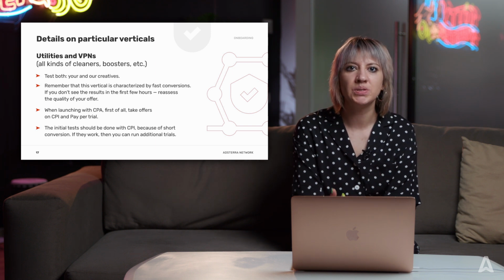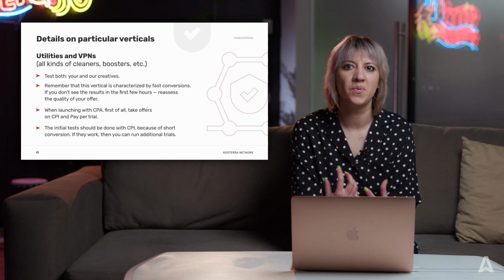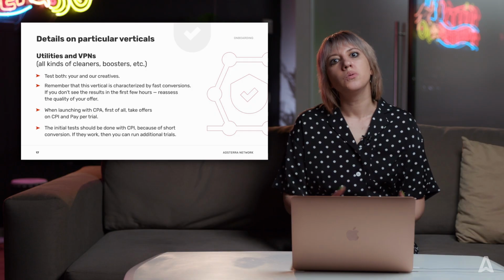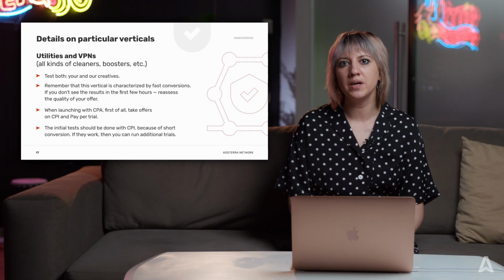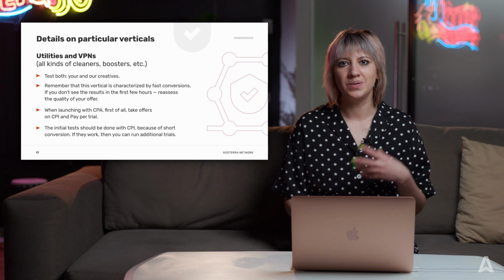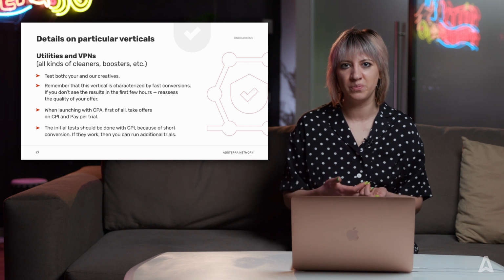Speaking of utilities and VPNs, those two are the types which most of our advertisers run on our traffic, so we're real experts in this one. Once you start testing, go with CPI or cost per trial flow, because those two show the fastest results and will allow you to gain the largest volumes from the very beginning.